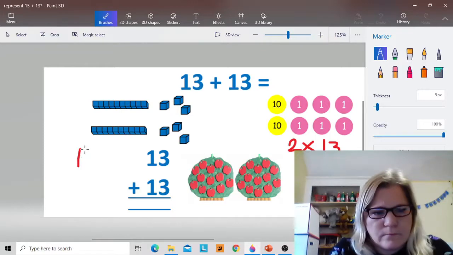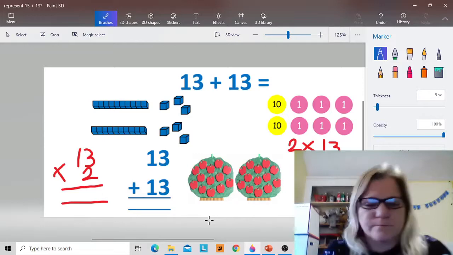13 multiplied by 2. I wonder how many you got of those.